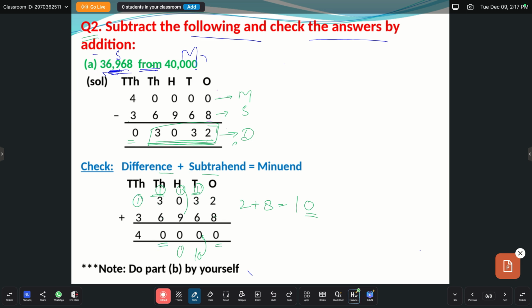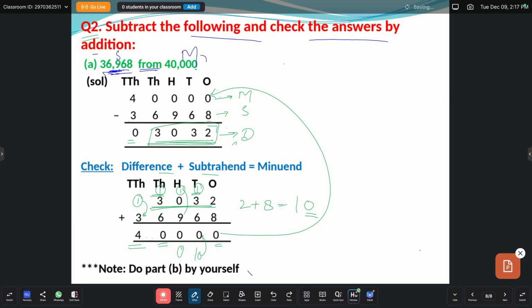1 will be carried over to this part. What is 1 plus 3? It's 4. Okay, so the sum is 40,000. Isn't this the same as this, the minuend? Yes. Okay, it means that our difference is correct.